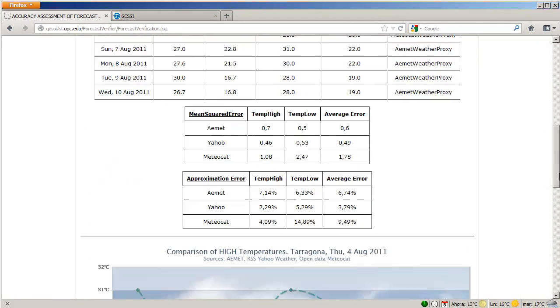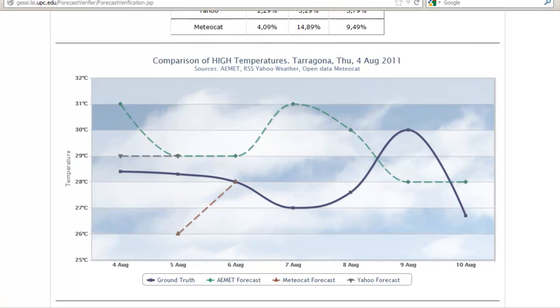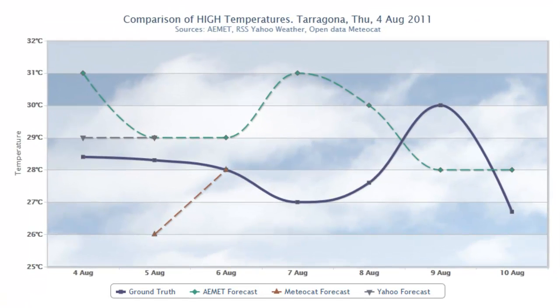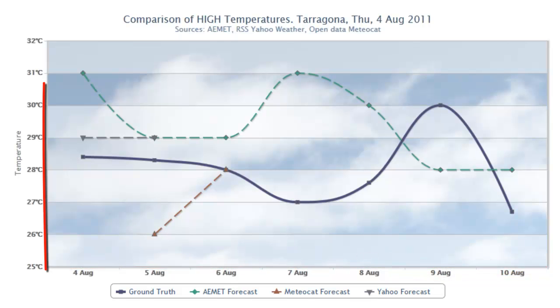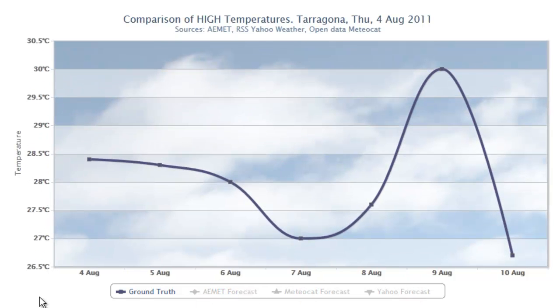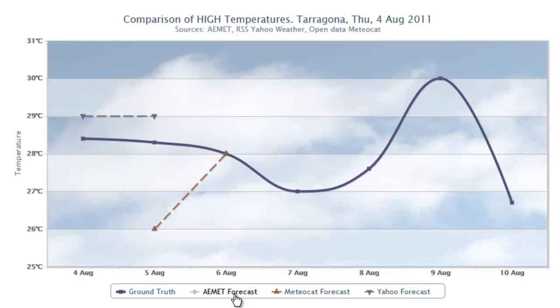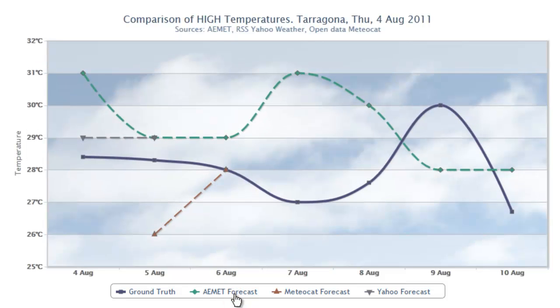The same information appears at the end of the page in graphs. Let's see the line chart with high temperatures. The x-axis contains the date of the observations and forecasts, and the y-axis the temperature in Celsius. Observations are plotted with rectangles and then joined with a thick continuous blue line. Forecasts are plotted with different shapes and then joined with a thin dashed line. Each of these dashed lines includes forecasts made by the same web service.